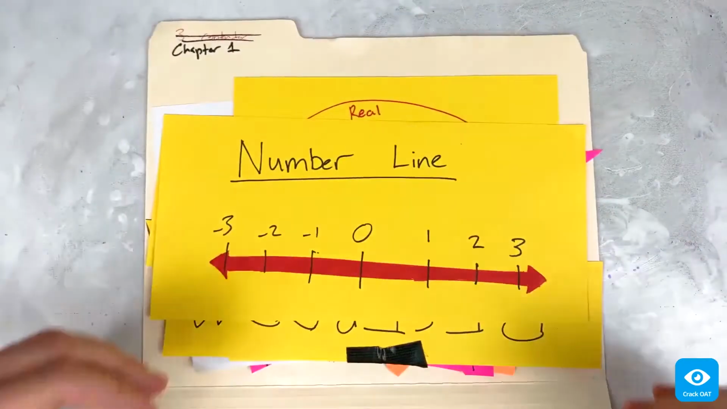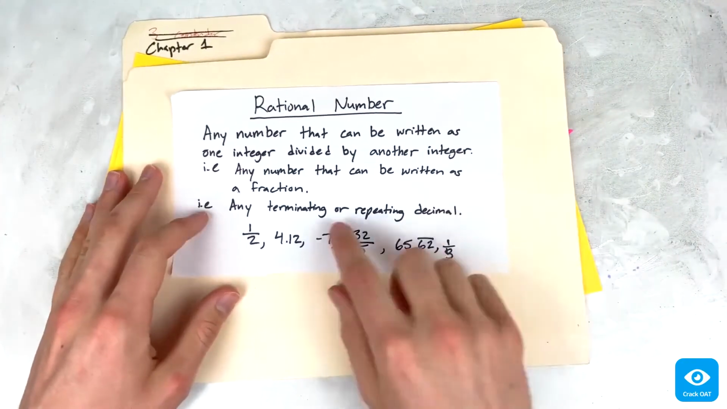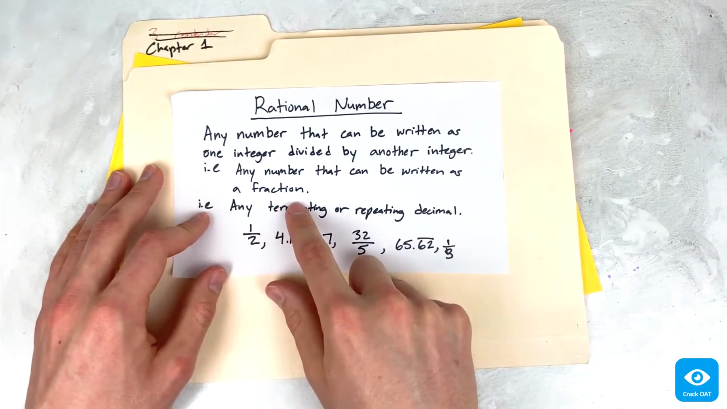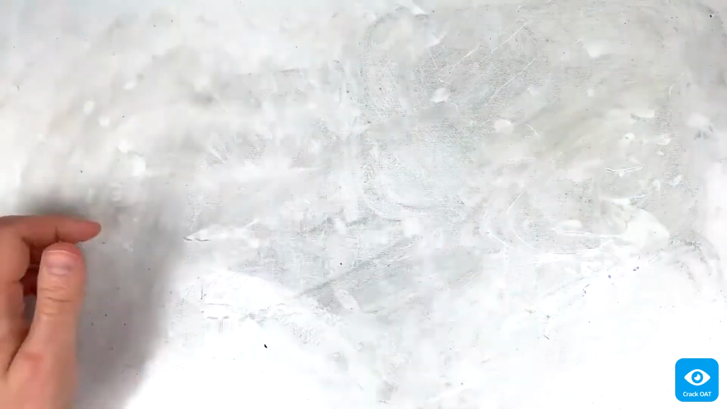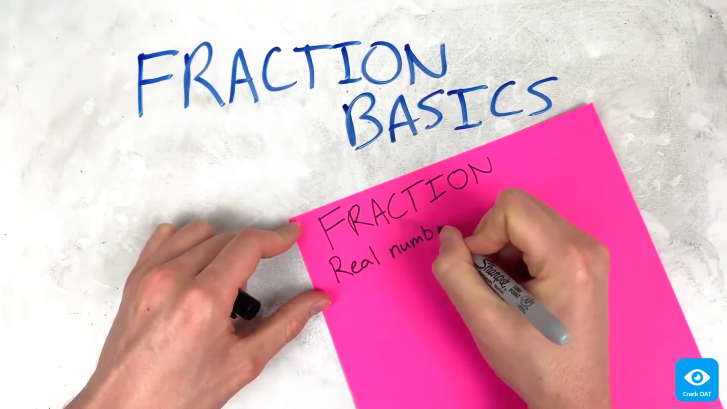So we talked about fractions in our very first video about types of numbers, and if you saw that video, you should remember that we call the set of all fractions the rational numbers. But now we ask the question, what are fractions? Well, fractions are real numbers that represent a part of a whole.